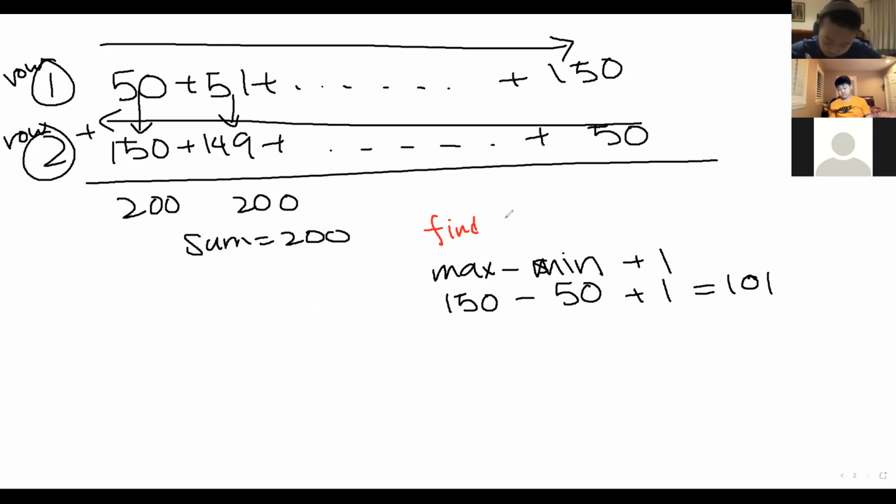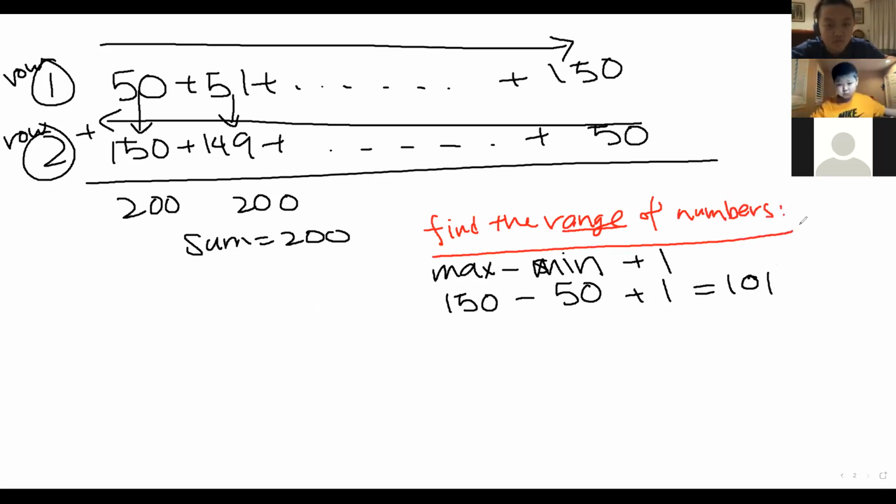Just a little note: find the range of numbers. Range simply means how many numbers there are. Obviously, this is completely dependent on the numbers being consecutive, each number coming right after another one. So in this case, there are 101 numbers from 50 to 150 inclusive.